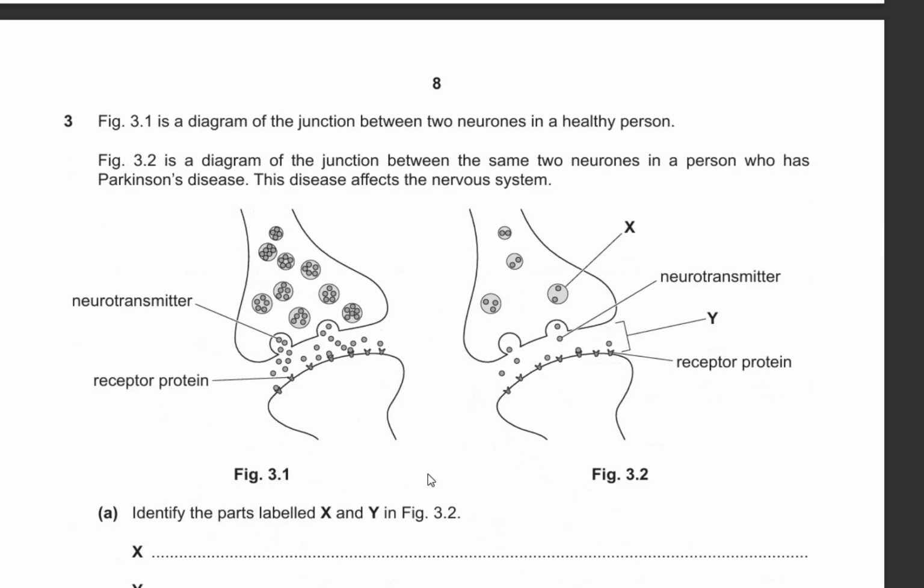Coming towards part 3, question 3 says that 3.1 is the diagram for the junction between two neurons in a healthy person. 3.2 is the diagram for the junction between the same two neurons in a person who has Parkinson's disease. This disease affects the nervous system.